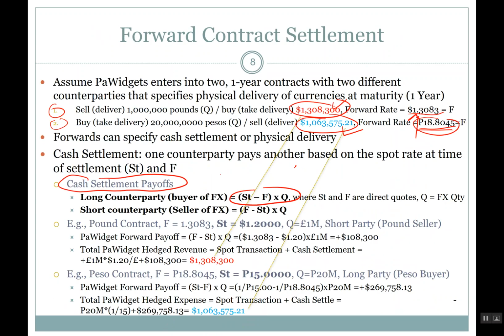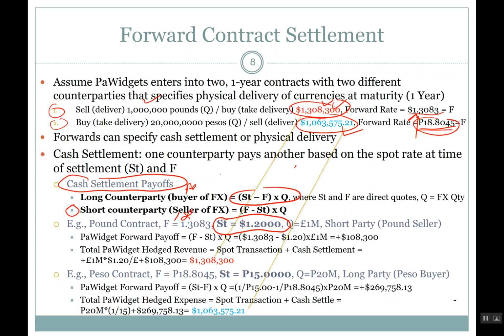I'm the magic man. All right. So let's take the pound one first. Where are they on the pound? They're a seller of the pound, and they're a buyer of the peso. So let's look at this contract right here. They could enter into a contract where they will deliver £1,000,000 and receive $1,308,000. That makes perfect sense to everyone.